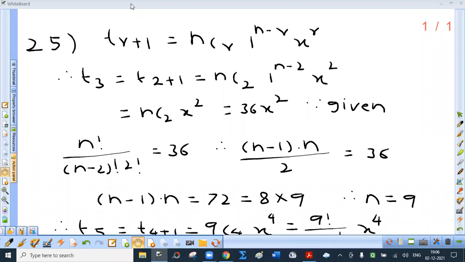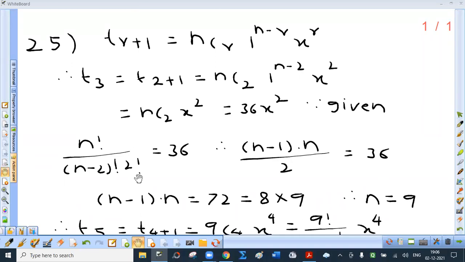The third term of (1 plus x) raised to n is 36x square. Find fifth term. Now I have written general term in the expansion. So what is third term? T3 is T(2 plus 1), nC2 into 1 raised to n minus 2 into x square, given to be 36x square. Means nC2 is 36. Now what is nC2? n factorial upon (n minus 2) factorial into 2 factorial.